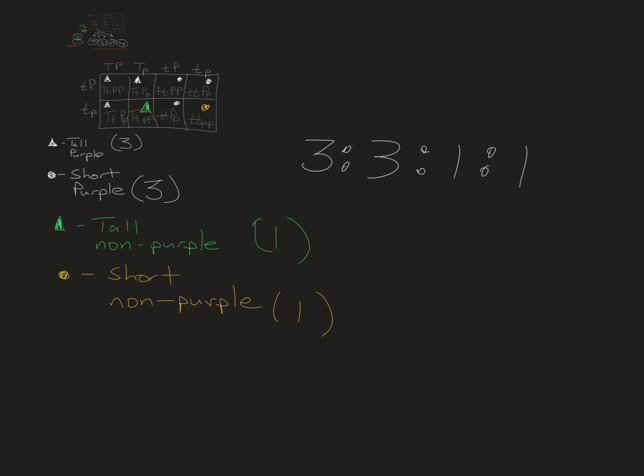Now, the answer choices were 9 to 3 to 3 to 1. Is that something that could be the answer according to my work? 9 to 3 to 3 to 1 would work for this? No, it would not. 4 to 4 to 2 to 2.